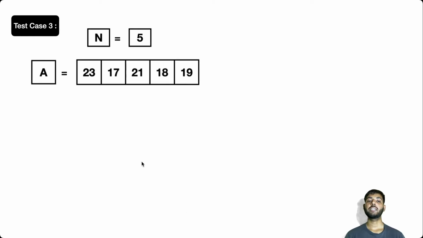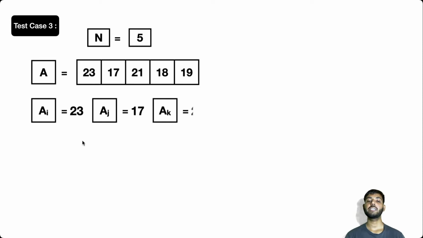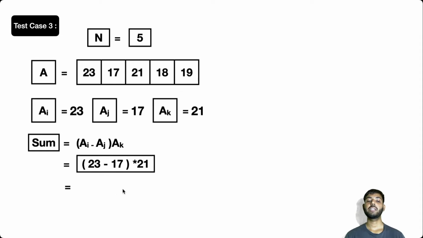Let's see test case number 3. So we have n equals to 5 and the inputs of the array are 23, 17, 21, 18 and 19. The first element ai is 23, the second element aj is 17 and the third element ak is 21. After performing the operation ai minus aj into ak, we get the value 23 minus 17 into 21, that is 126. So our answer is 126.